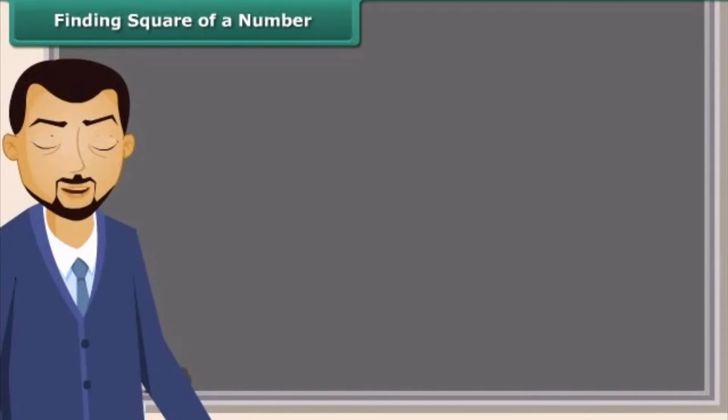We can easily find the squares of small numbers like 7, 4, 5, etc. But is it easy to find the square of 27 so quickly? Let us find how we may find the square of 27. We know 27 is a sum of 20 and 7.